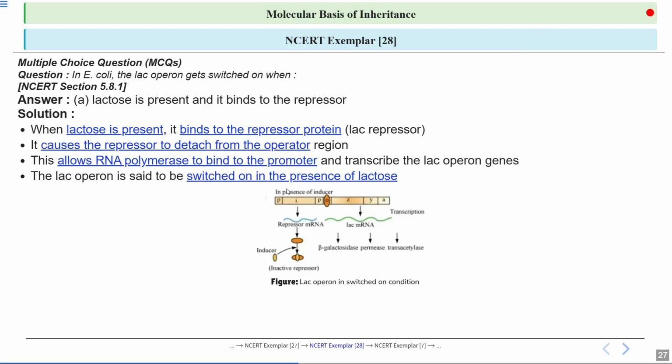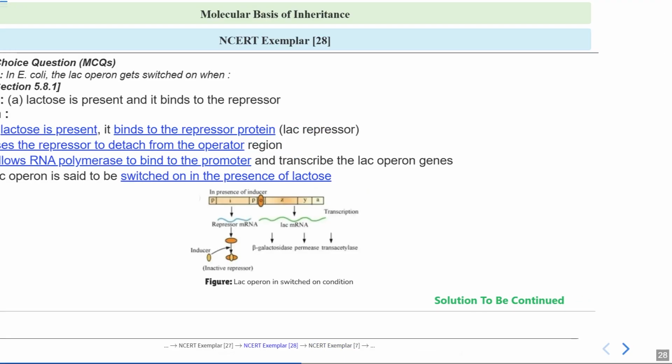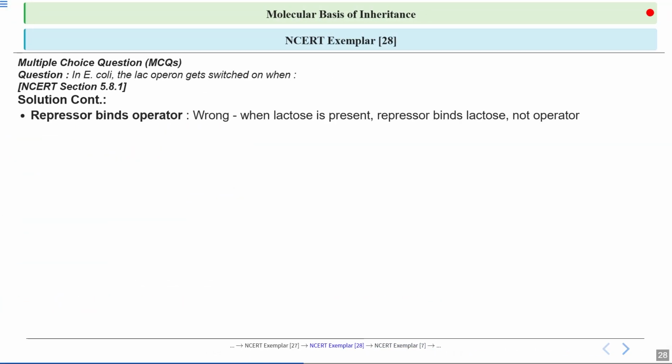Okay, so there are three structural genes in the lac operon. You can see Z, Y, and A. Z codes for beta galactosidase, Y codes for permease, and A codes for transacetylase. So when lactose is present, we know what will happen. The lac operon will be switched on. Transcription will occur.